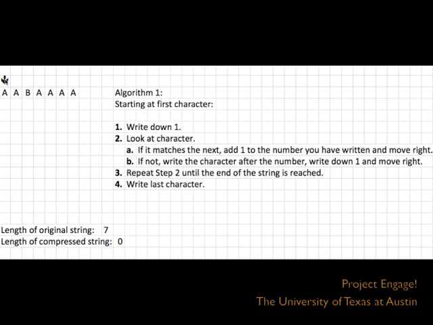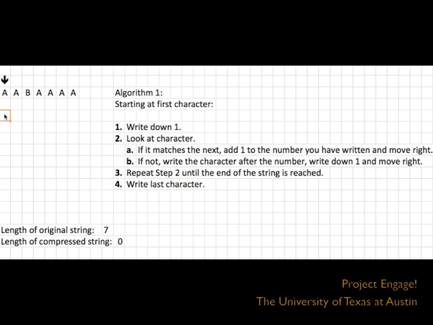Starting at the first character, which is where this arrow is pointing, we're going to write down a 1, look at the next character, and see if they match. If they match, we're going to add 1 to the number and move right. If not, we're going to write the character that we have pointed at, and then write down a 1 and move right. And we're going to keep doing that until we get to the end of the string. So let's just see it in action here.